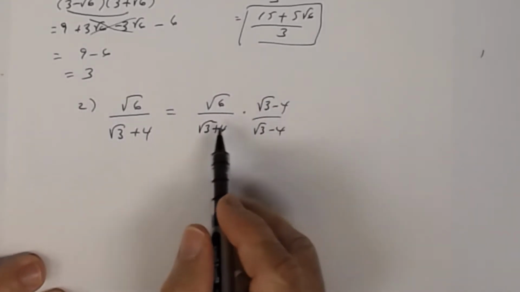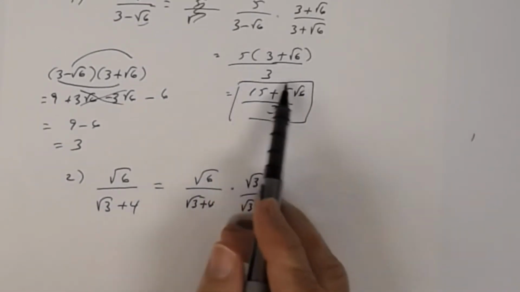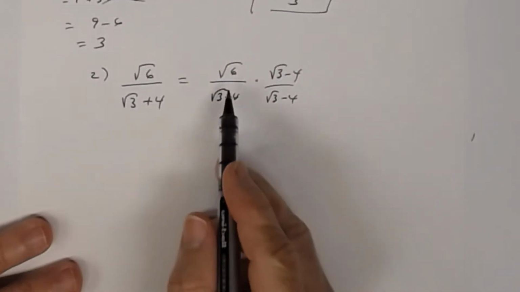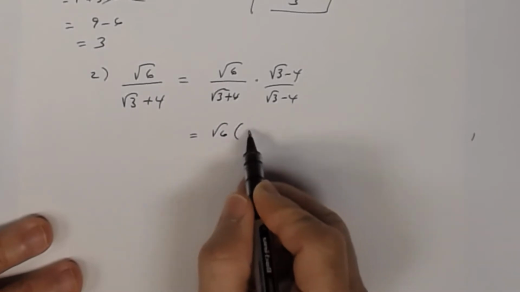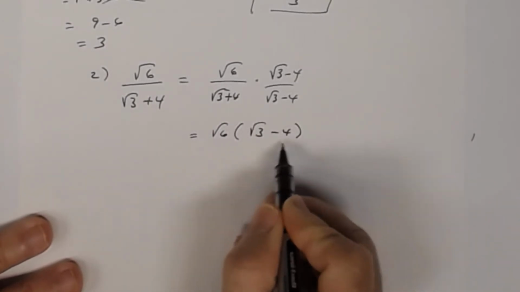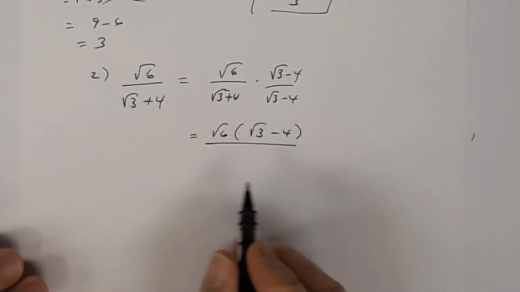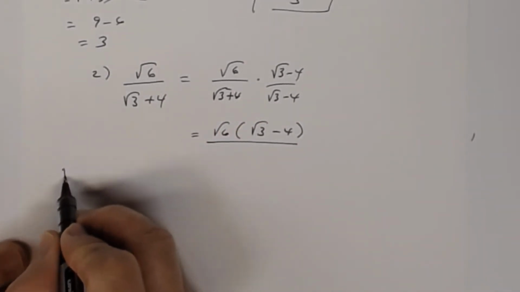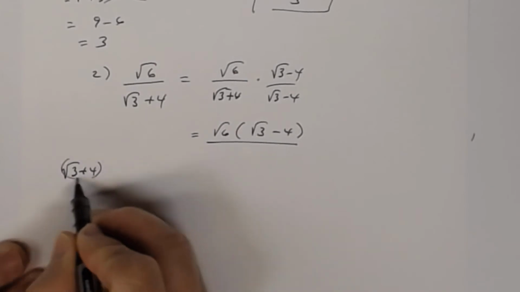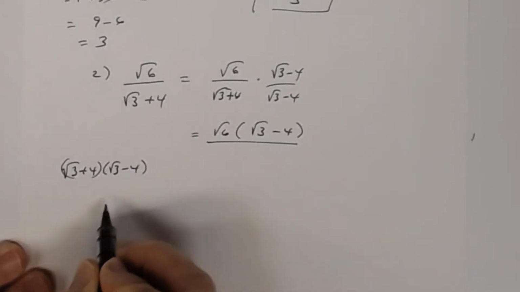Now I'm going to rewrite as one fraction, just like I did here. This becomes the square root of 6 times the square root of 3 minus 4, divided by, and then let's multiply this out. When I multiply that out, I get the square root of 3 plus 4 times the square root of 3 minus 4.